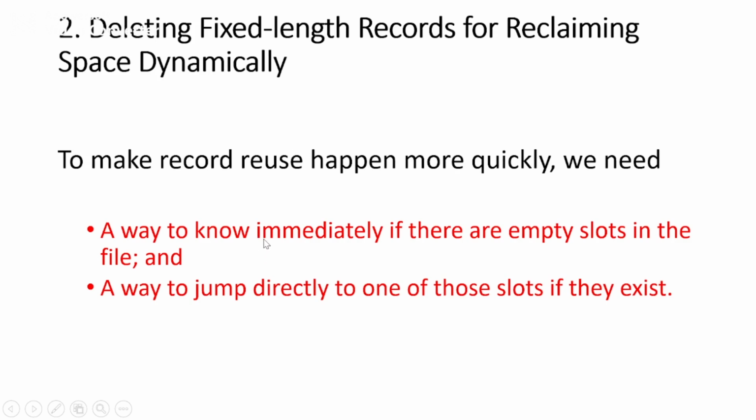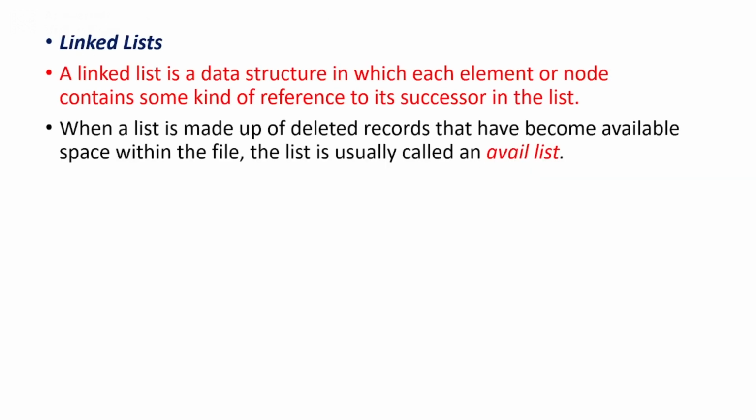So what we need is a way that tells us immediately where an empty slot is, and a way to jump directly to one of those slots if it exists. In order to do this, we have three methods: linked list, stack, and linking and stacking, a combination of linked list and stack. Let us go through each of these. The first thing we have is the linked list. So what exactly is a linked list?